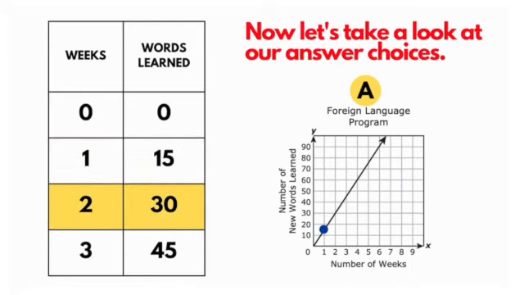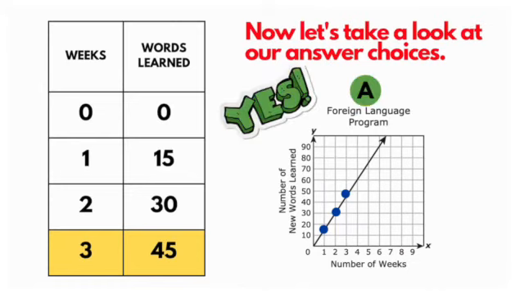And then let's look at 2, 30. Does 2, 30 match on that linear graph? Looks like it does. And number 3, does 3 match to 45? It does. Now, that would tell us that if it has a linear relationship, this one actually works. So A actually works.